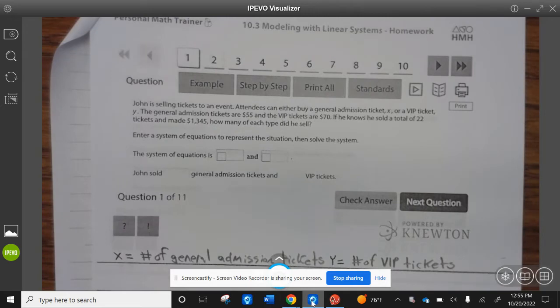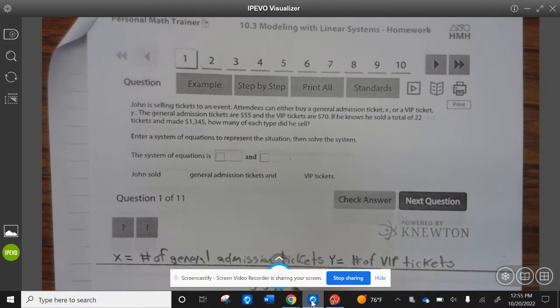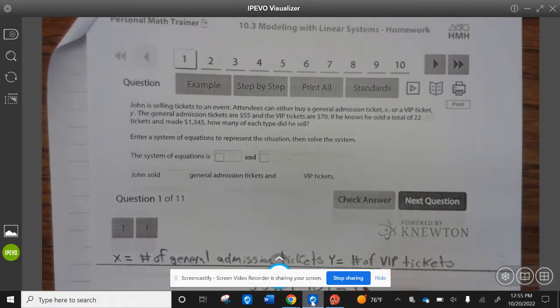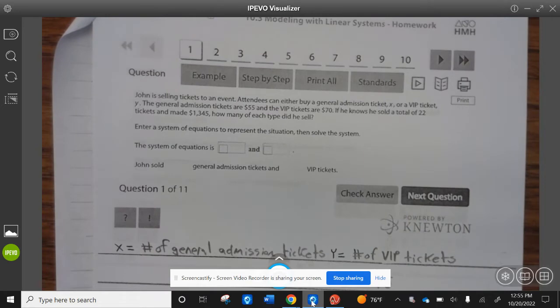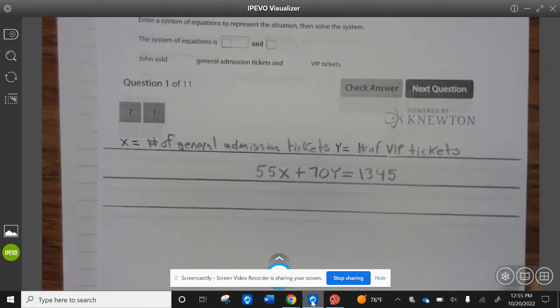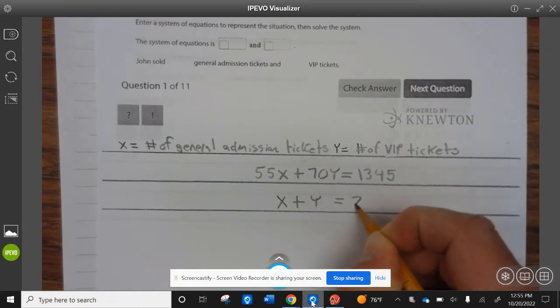Now, the general admission tickets cost $55, so that's 55X plus VIP tickets are 70Y. Money goes with money. So that equals 1,345. Now, he sold a total of 22 tickets. So that's X plus Y equals 22.